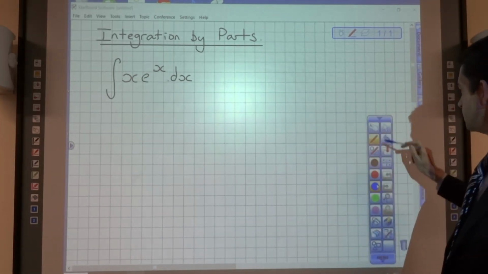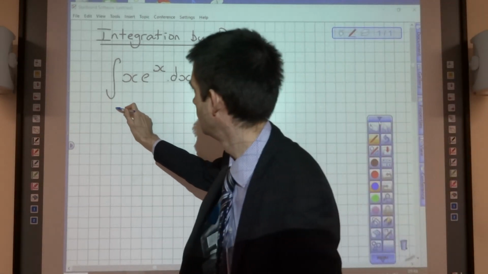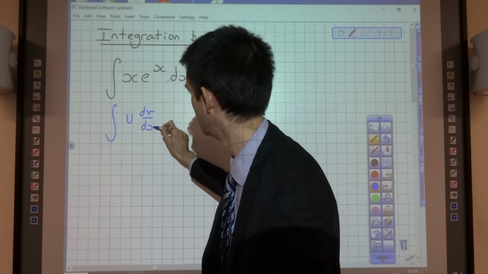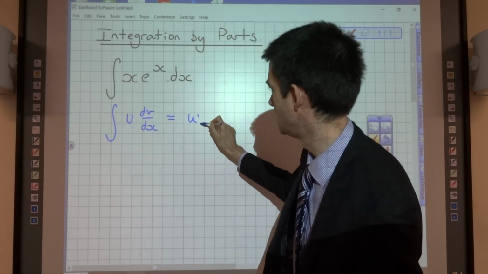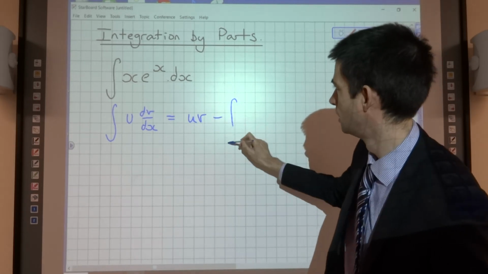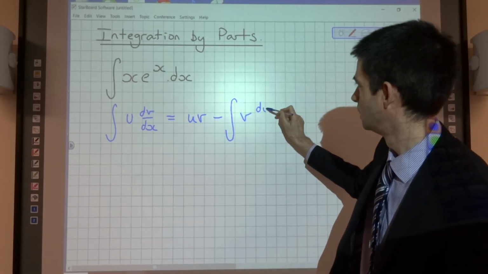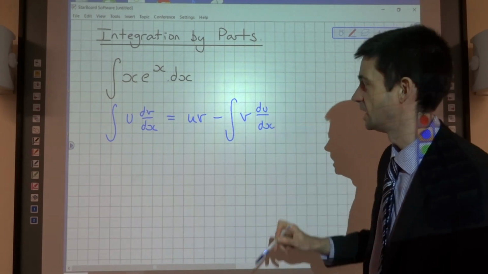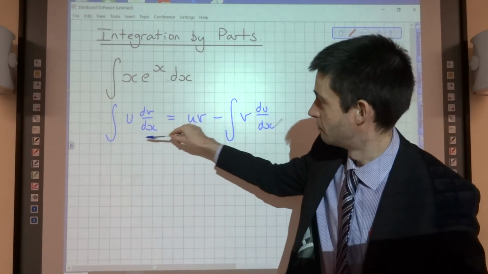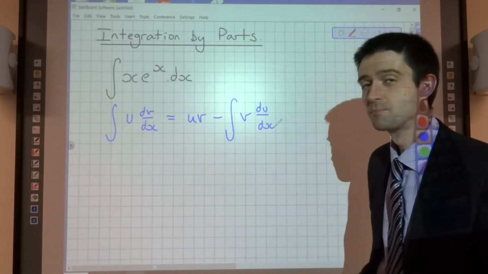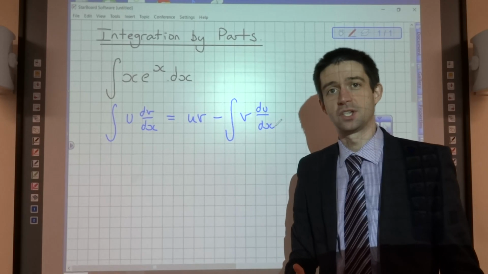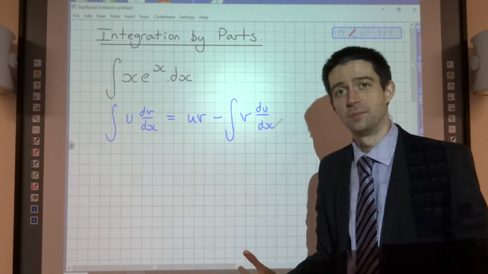So what we're going to be using is the rule that the integral of u dv dx is equal to uv minus the integral of v du dx. So we need to compare this with what we're integrating, assign one of the functions as u and one of the functions as dv dx, and then work from there.